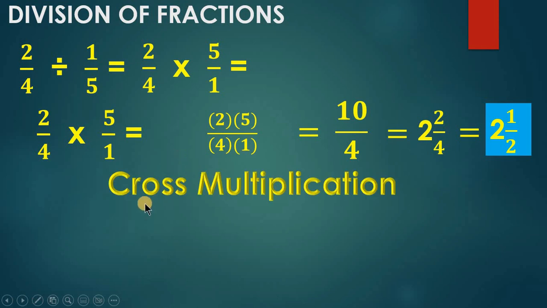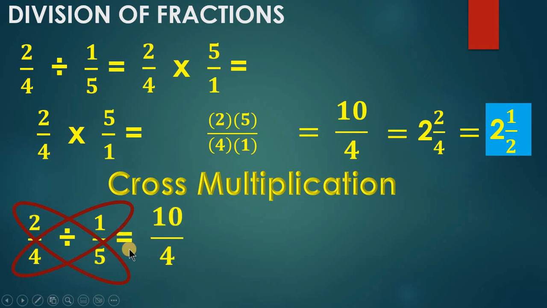So, kung mapapansin nyo, pwede naman natin yung i-shortcut gamit ang cross multiplication. Ayan. 2 fourths divide by 1/5. So, cross multiplication, 2 times 5. So, palagi nating unahin dito. Then dito. Okay.